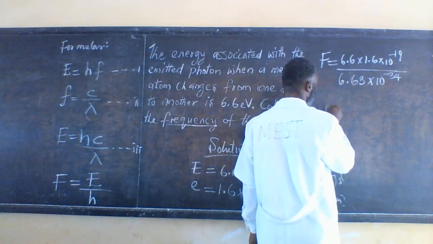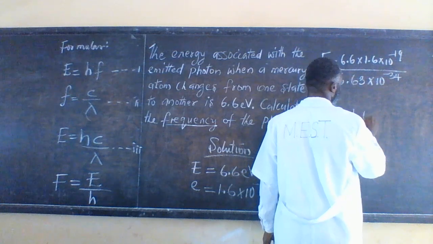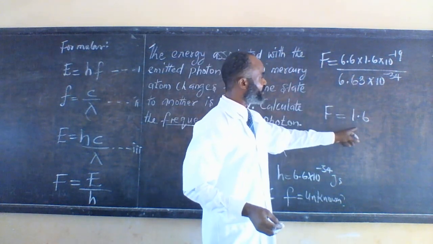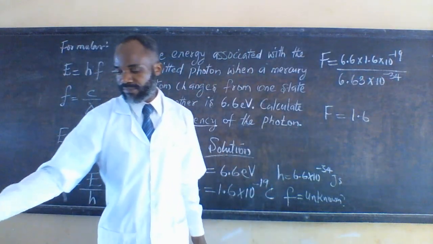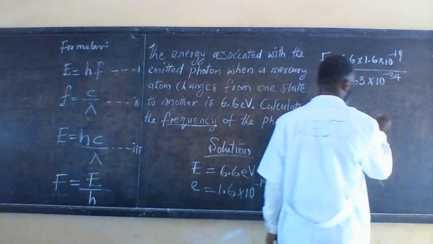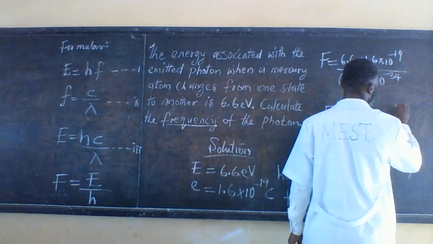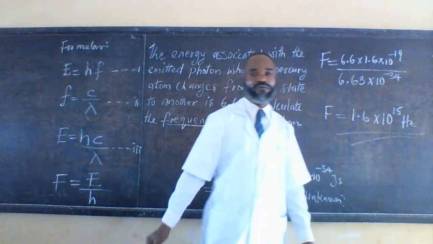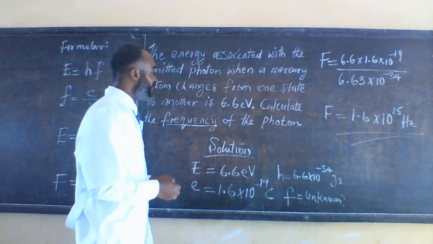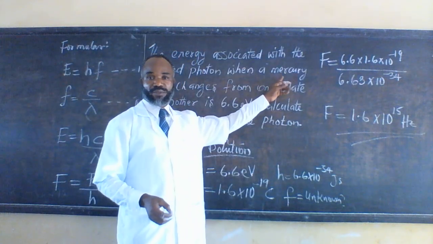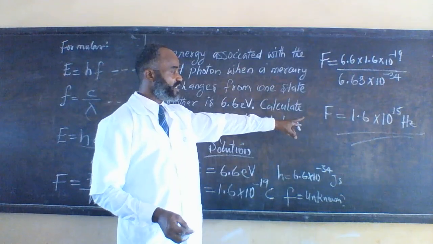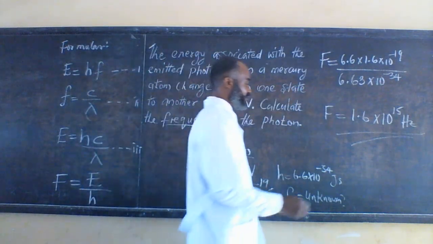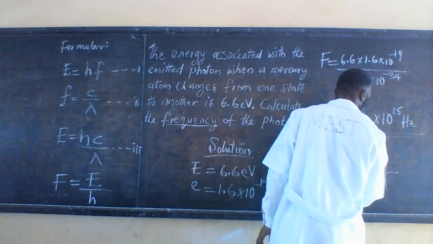At the end, if we evaluate very well, you can see we are going to have 1.6 times 10 raised to the power 15 hertz. So that's the value of the frequency of the photon of light emitted from the mercury atom. That is it. This has been solved.